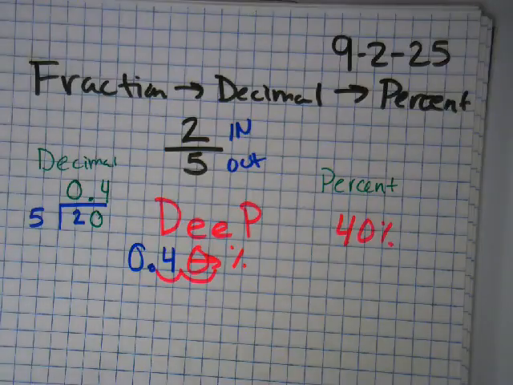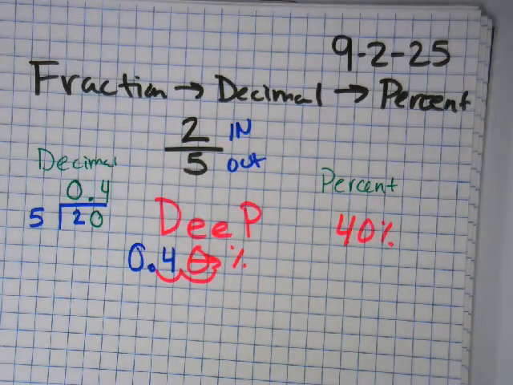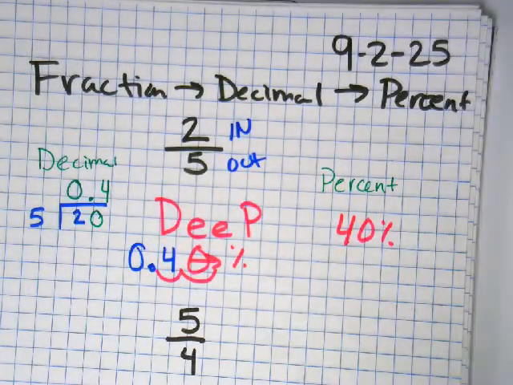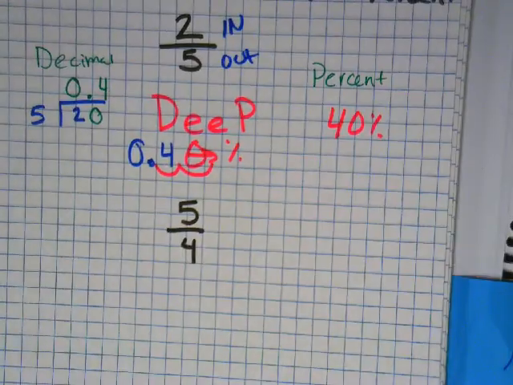All right. Let's do, what is 5/4 equal to as a decimal and percent? 5/4. What would you do? There's a couple ways. There's a couple things you could do. One way is to divide, because that will always work. Which number goes inside? 5.